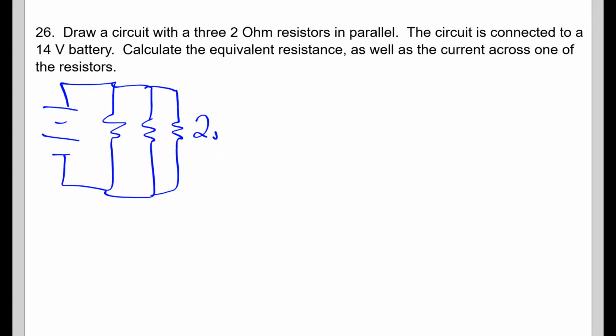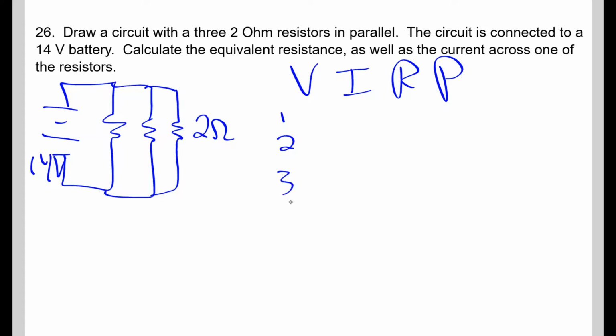These are 2 ohms each. I'm not going to label all of them, and 14 volts. Calculate the equivalent resistance as well as the current across one of the resistors. Since they're all 2 ohms, they're all going to be the same. So VIRP chart: V, I, R, P. We have 3 resistors and then the EQ, the total.